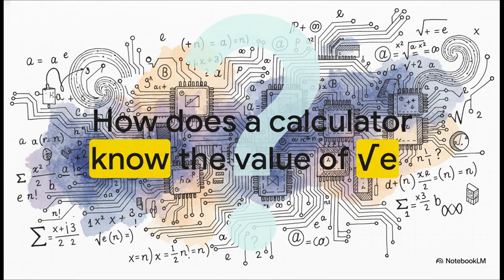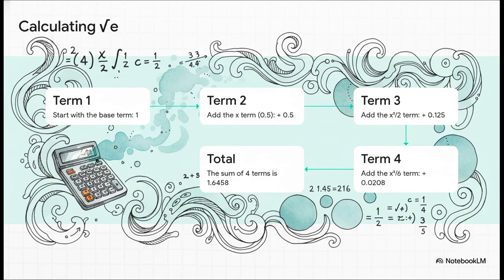When you type in the square root of e, which is just e to the power of 0.5, what is the calculator actually doing inside its little processor? Well, it's performing a calculation based on the exact same principles we've been using this whole time. Your calculator takes the Taylor series for e to the x, and it just plugs in x equals 0.5. Then it starts adding up the terms one by one.